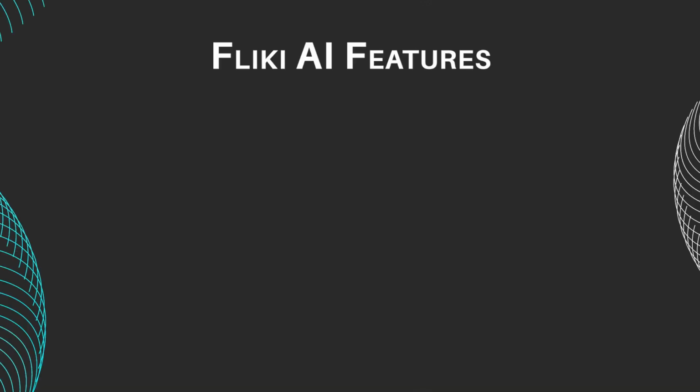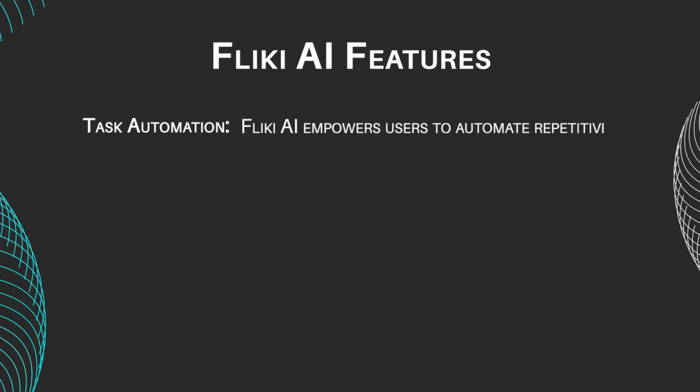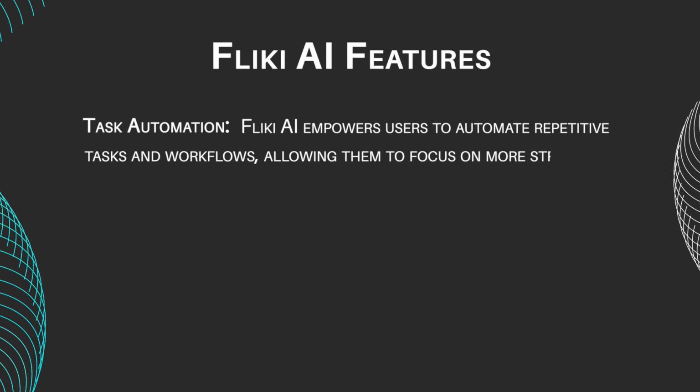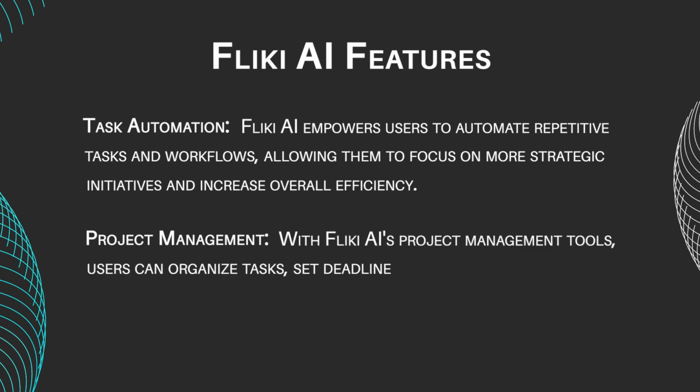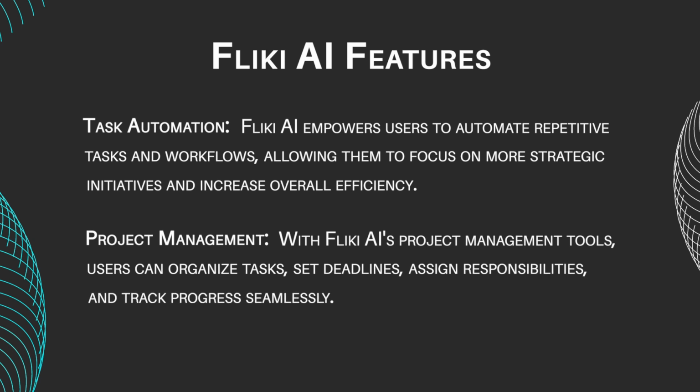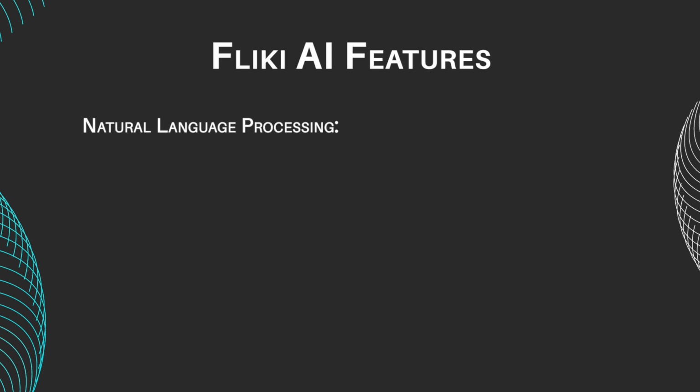Let's take a quick look at Fliki AI's main features. Task automation. Fliki AI empowers users to automate repetitive tasks and workflows, allowing them to focus on more strategic initiatives and increase overall efficiency. Project management. With Fliki AI's project management tools, users can organize tasks, set deadlines, assign responsibilities, and track progress seamlessly, facilitating collaboration and driving results.